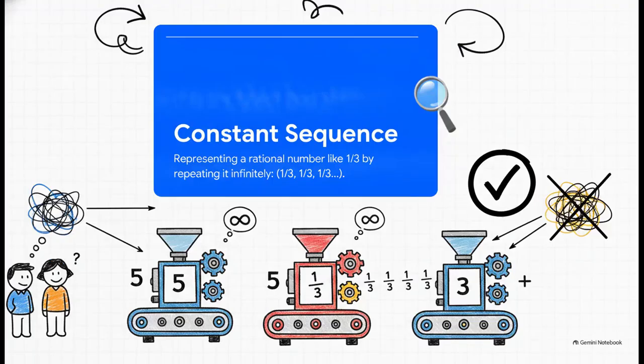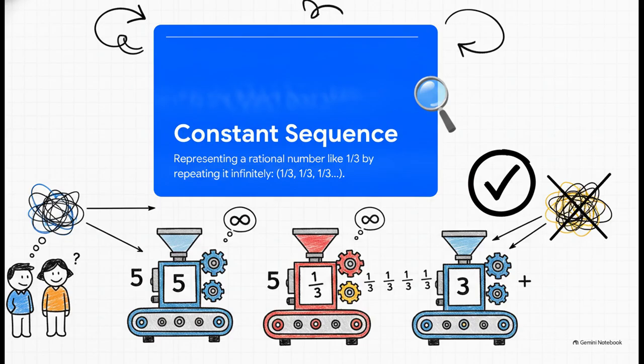What about simple fractions, like 1/3? How does our complex sequence factory handle something so basic? It's simple. We just use a machine that is beautifully stuck on one number. A = 1/3 is perfectly represented as the sequence 1/3, 1/3, 1/3, repeating forever. If we wanted to represent the number 5, it's just a sequence of 5s.